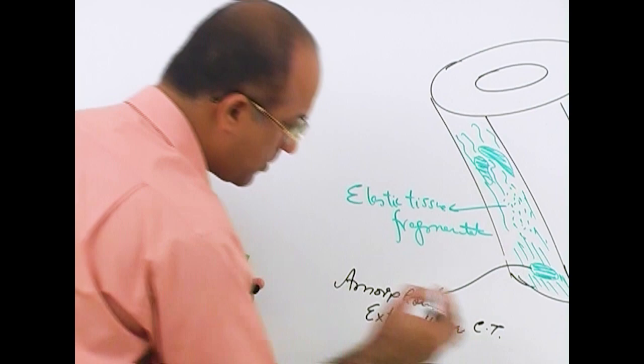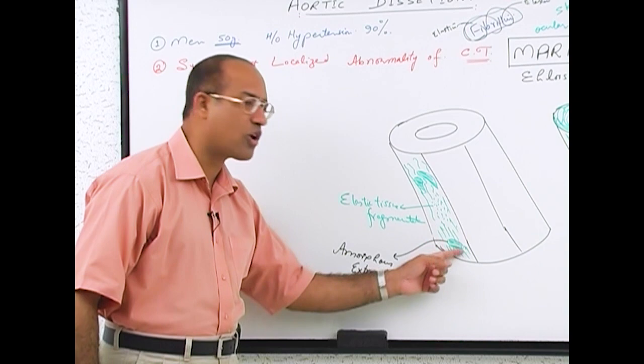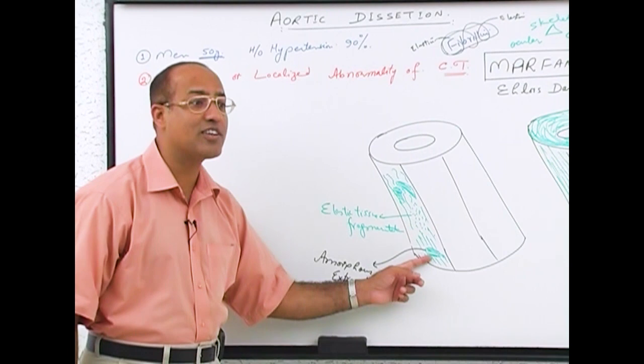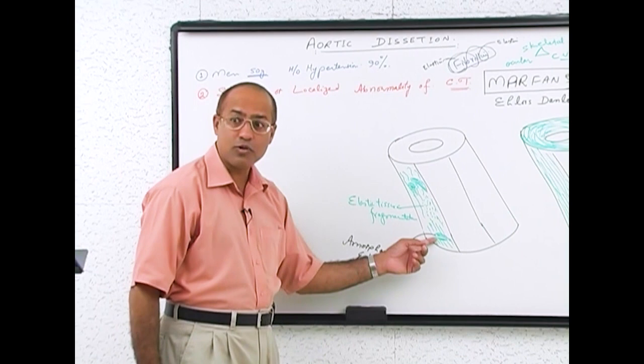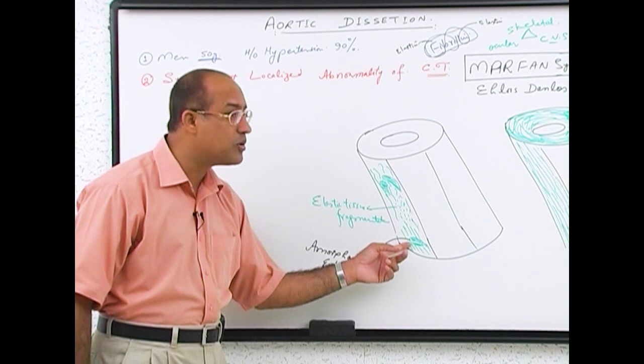Now, unfortunately, initially doctors thought that these are some sort of cyst, so they called it cystic degeneration. But actually these are not true cysts, because we define a true cyst as a fluid-filled cavity lined by epithelium. It is not full of fluid, and it is not lined by epithelial lining. So it is not a true cyst.